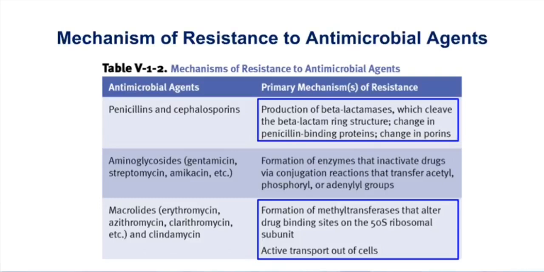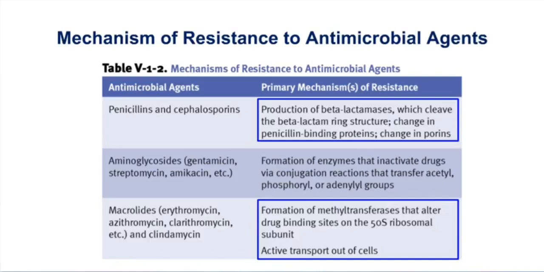First, for penicillins and cephalosporins, it's the production of beta-lactamase enzymes. You remember that these groups of antibiotics are called beta-lactams. They have a four-membered beta-lactam ring that must remain intact in order for these drugs to work. It should be obvious then that if the bacteria produces beta-lactamase and that enzyme can cleave this ring, these drugs will be ineffective.